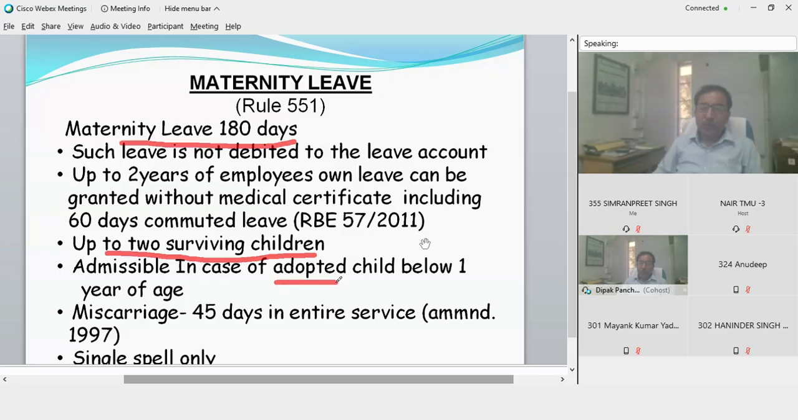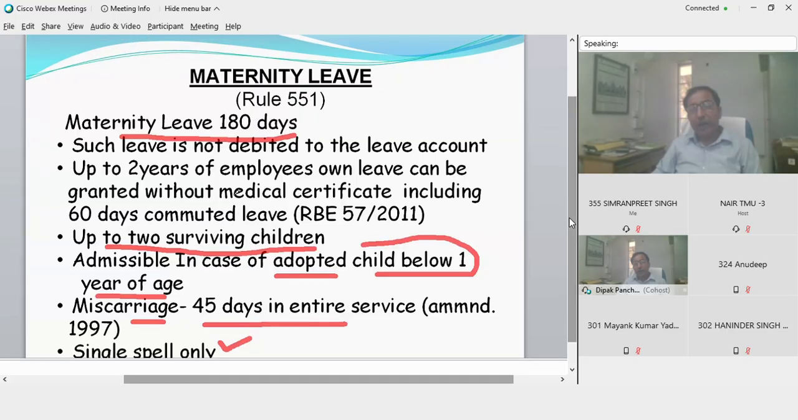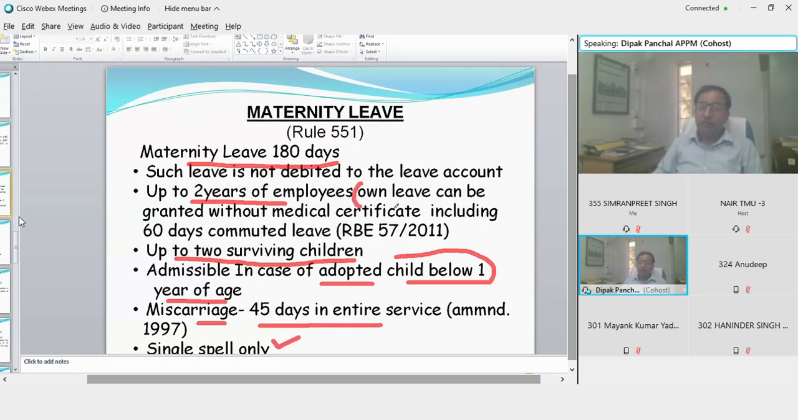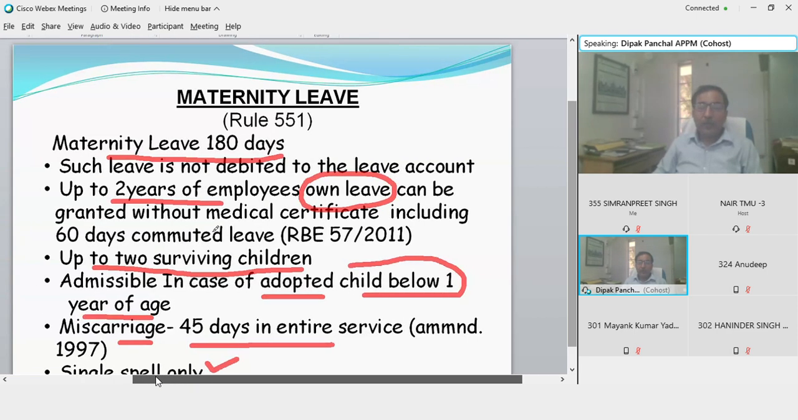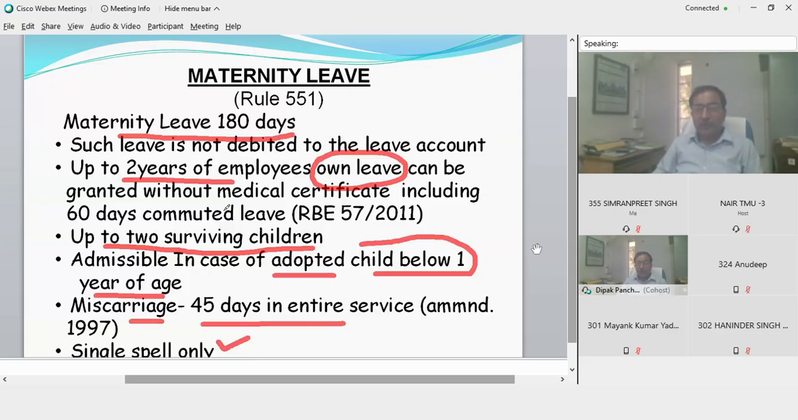In case of adopted child also, this leave can be sanctioned, provided the child was adopted when he was below 1 year of age. In case of miscarriage or abortion, 45 days during the entire service can be sanctioned in single spell only, means 180 days altogether. In continuation of maternity leave, there is a provision of 2 years continuous leave, but it will be for employees only. And maternity leave has nothing to do with whether the woman is married or unmarried.